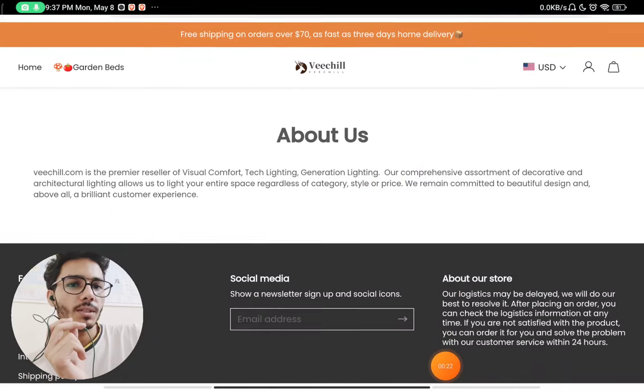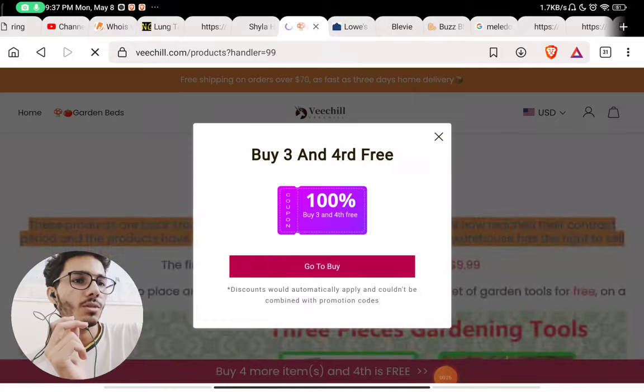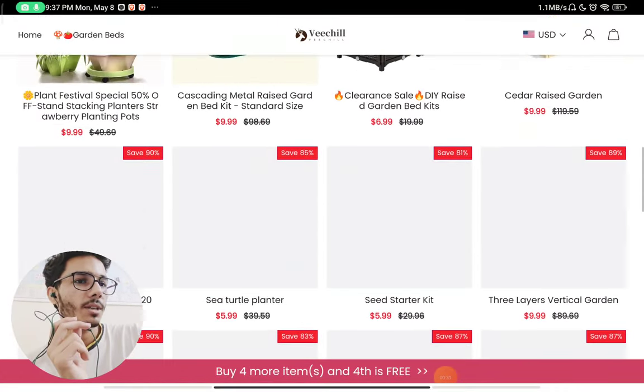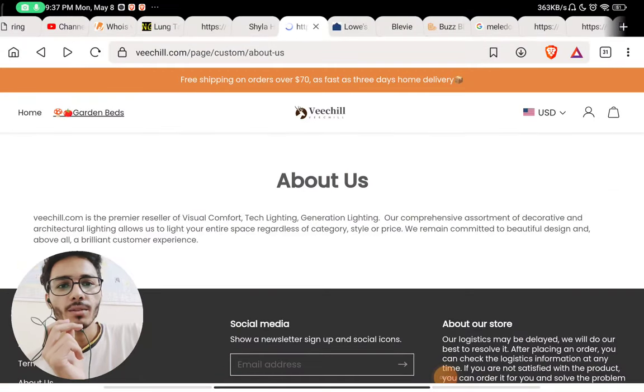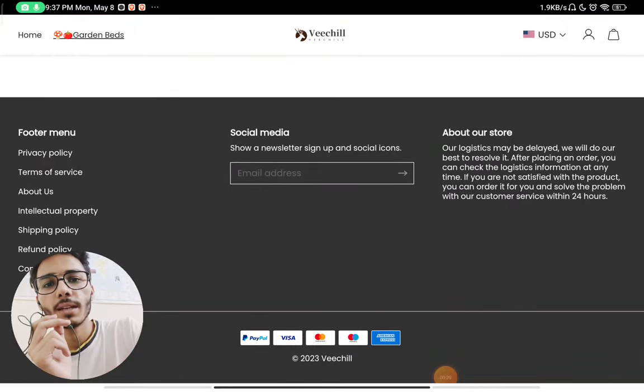So you will see they have written what they are exactly selling on the website, and let's see if this is true or not. Let's see the products. You will see they are not selling what they have written in the About Us section. That I will say is a little bit of a red flag about them. And they have not exactly told when they started this website.